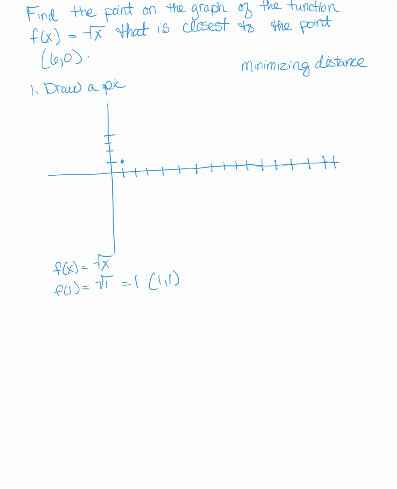So we have a point right there. Now what if we do f of 4 equals square root of 4? And that'll be 2. So we have a point at 4, 2. So we have 1, 2, 3, 4, 2. Right about there.